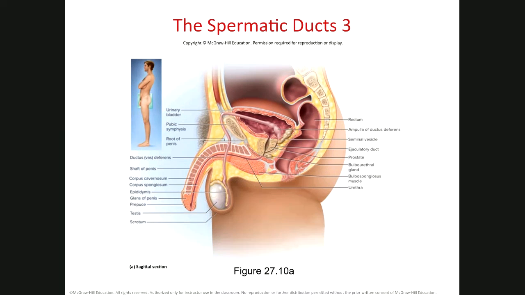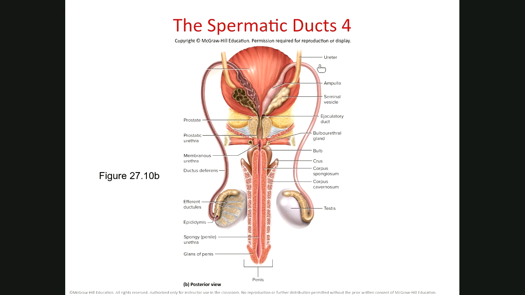This is another view of the male organ. This is the second illustration that you're supposed to draw, or like a posterior view. You can see the vas deferens getting into the ampulla, and then you can see the seminal vesicles, and then through the prostate, and then through the corpus spongiosum.